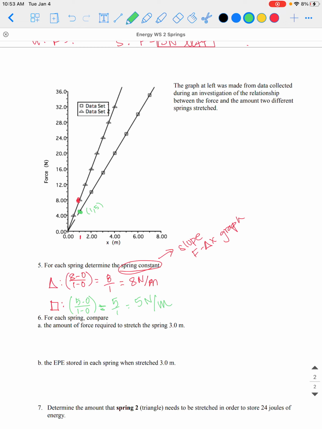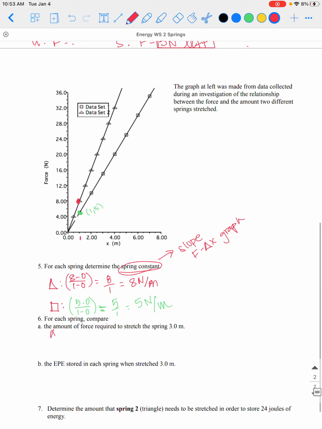The next step is asking for the force required for a stretch of 3 meters. So what we're going to do for the first one, this is for the triangle, I'm going to go to 3 meters, which is right here, and I'm going to find out what that force is just by figuring out what its value for force on the y-axis would be at 3 meters.